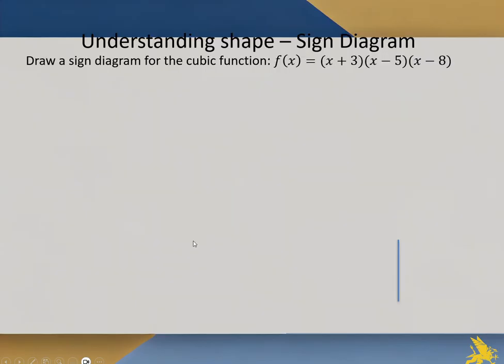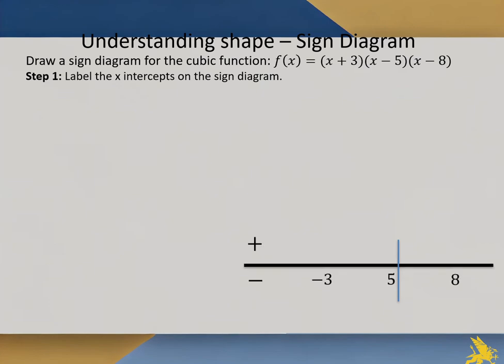So let's have a look at this question. We've just got a sign diagram that we are going to draw, and we're going to be using the (x + 3)(x - 5)(x - 8) cubic function. To start off with, we just need to label the x-intercepts on the sign diagram. The second part we need to do is just substitute values either side of the intercept.